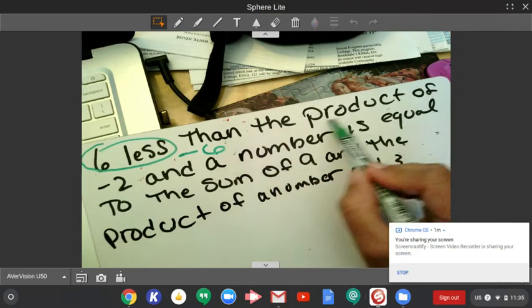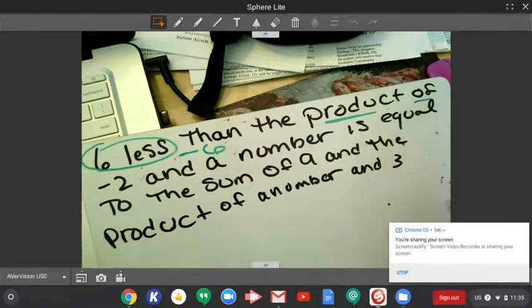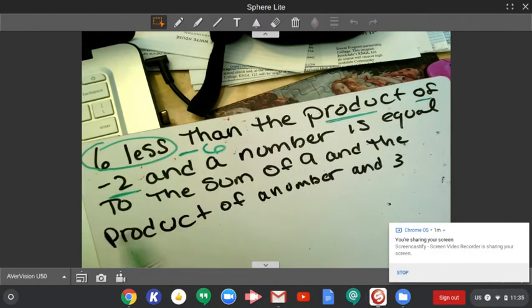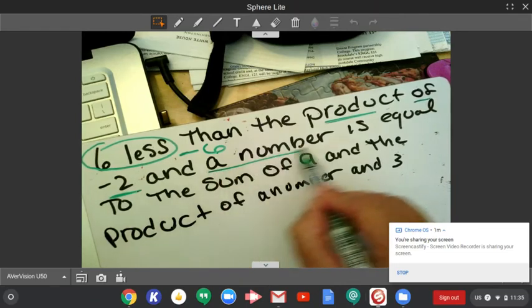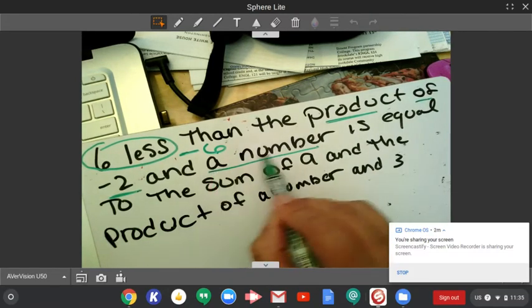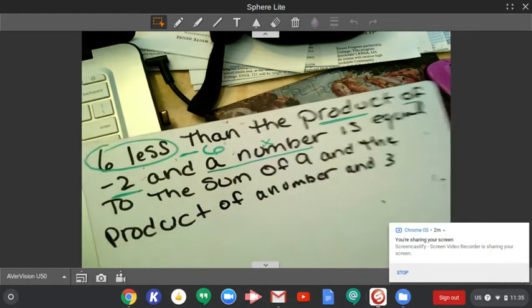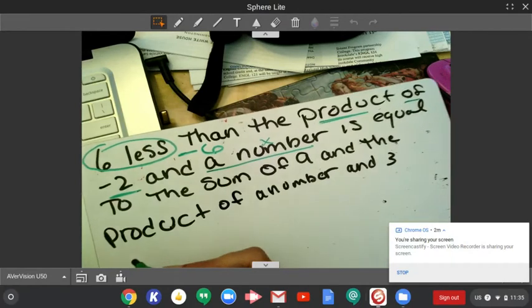Then the product. Product means multiply. Usually the word of is also part of a multiplication problem. The product of -2 and a number. What number? I don't know. So when you see the words a number, you're going to change that into a variable. I'll use x.